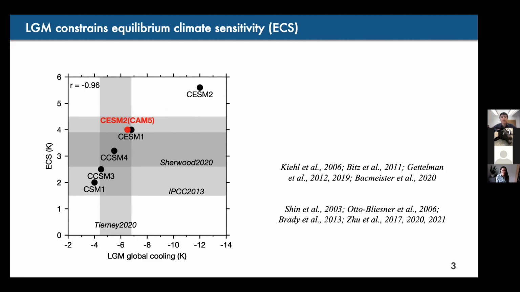With the model, we can perform sensitivity experiments. That's the red here. So instead of using the latest atmosphere model in CSM2, that's CAM6, if we use CAM5, basically you see the results revert back to the CSM1 simulation. So this exercise is helpful. It tells us that the excessive LGM cooling and the high ECS is likely caused by the atmosphere model.